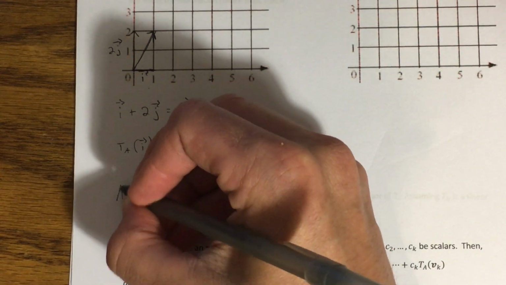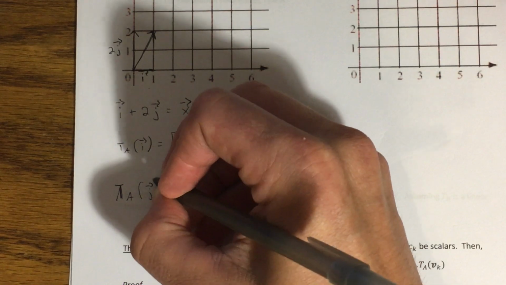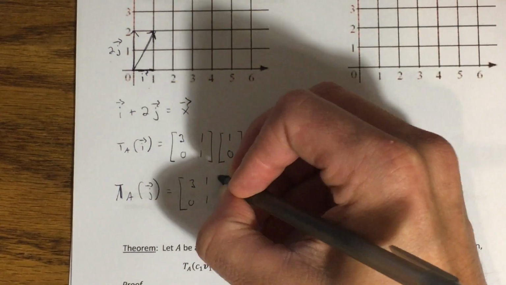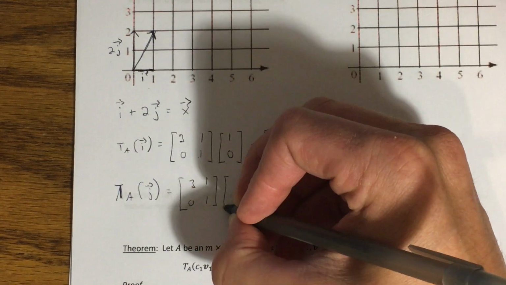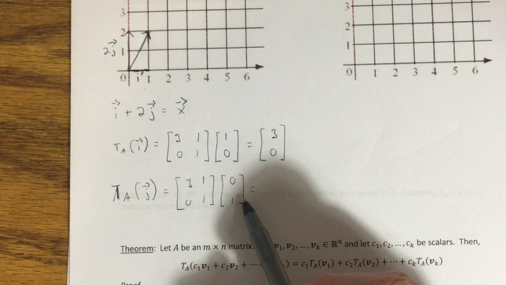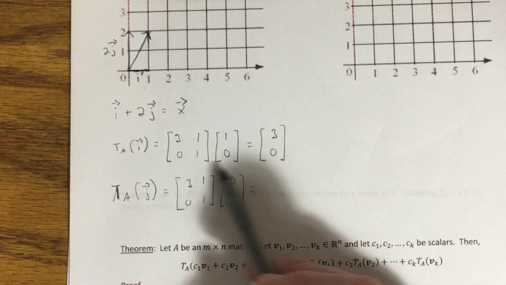But before we elaborate on that, let's do the same thing. T_A of j. Let's evaluate that. This is our matrix A, 3, 1, 0, 1, times our column vector j, which is 0, 1. Notice in this case, the 0 will just give me zeros when I multiply by my first column.